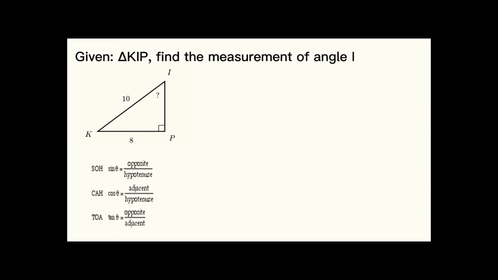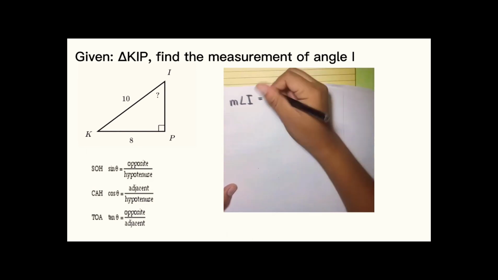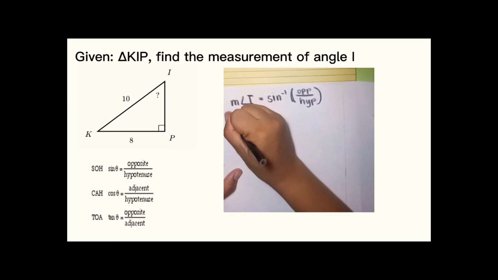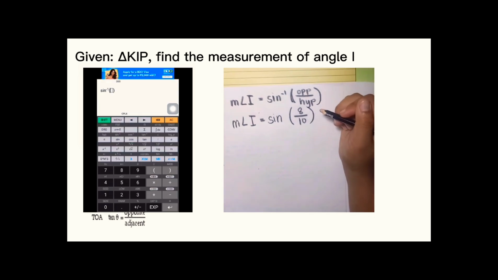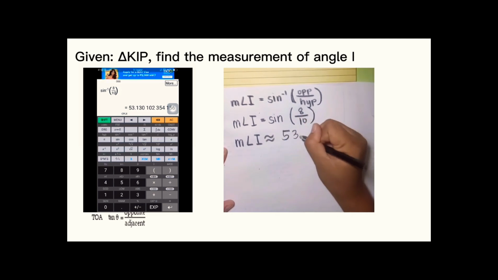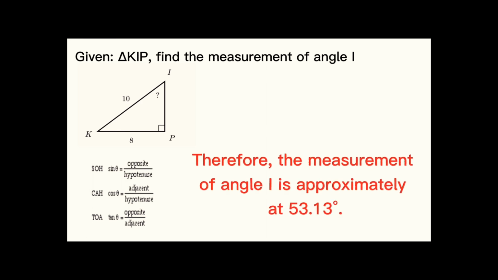In the problem, we are given the opposite and the hypotenuse side lengths, so we can use inverse sine to find the angle in a right triangle. Solution. The measurement of angle I is equal to inverse sine of opposite over hypotenuse. The measurement of angle I is equal to inverse sine of 8 over 10. Let us use a calculator to solve this one. Based on the result, let us use 2 decimal places. Therefore, the measurement of angle I is approximately 53.13 degrees.